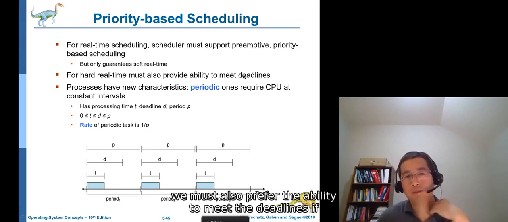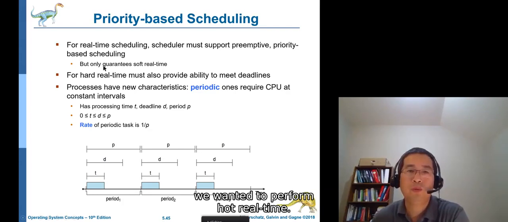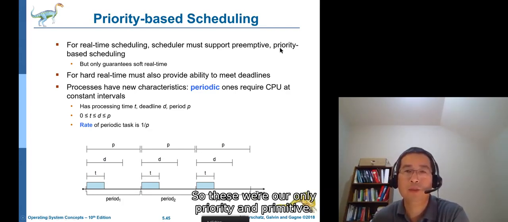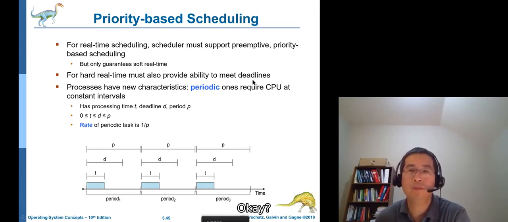Okay. So for hard real time, we must also provide the ability to meet deadlines. If we want to perform hard real time, besides priority and preemption, you want to meet, that means you must finish some tasks by the deadline. So you need to add the criteria here. That means not only consider priority and allow preemptive scheduling, but also need to consider the deadlines.